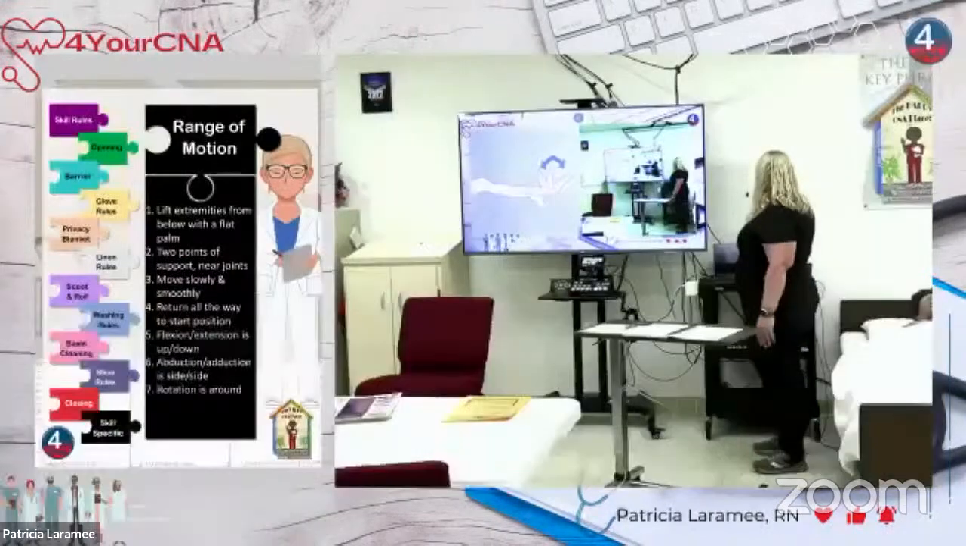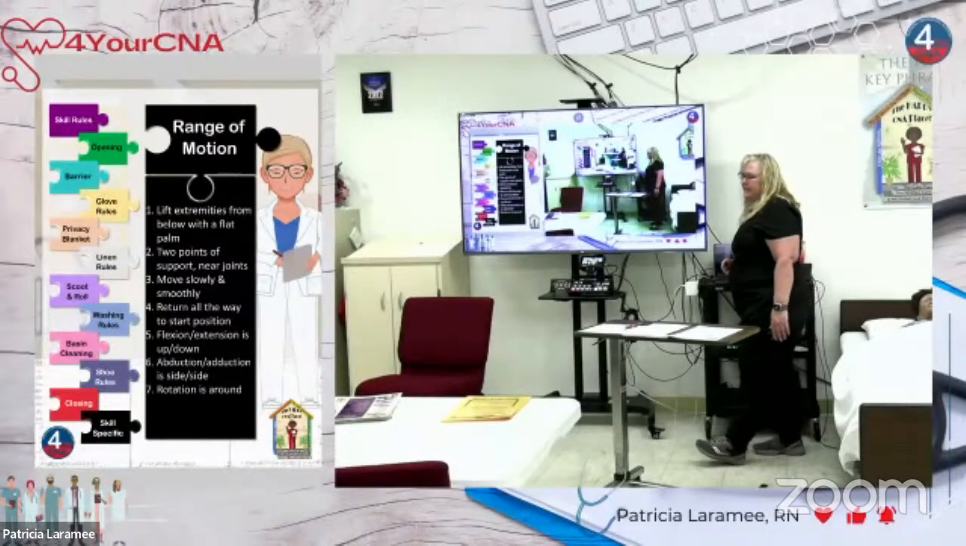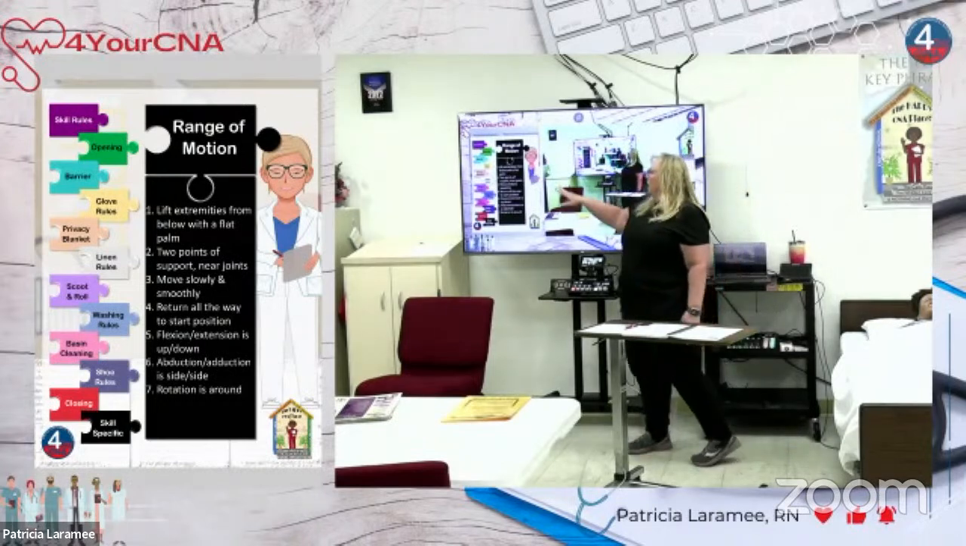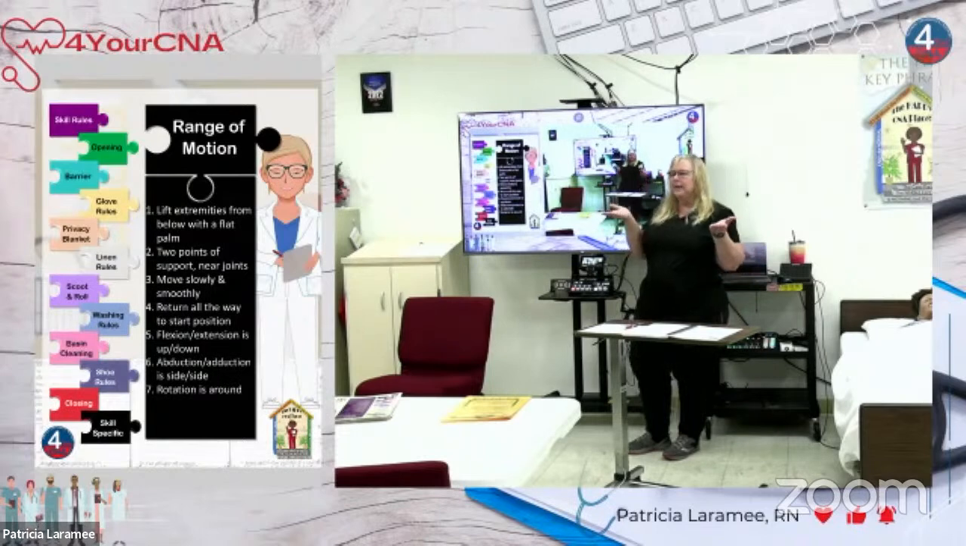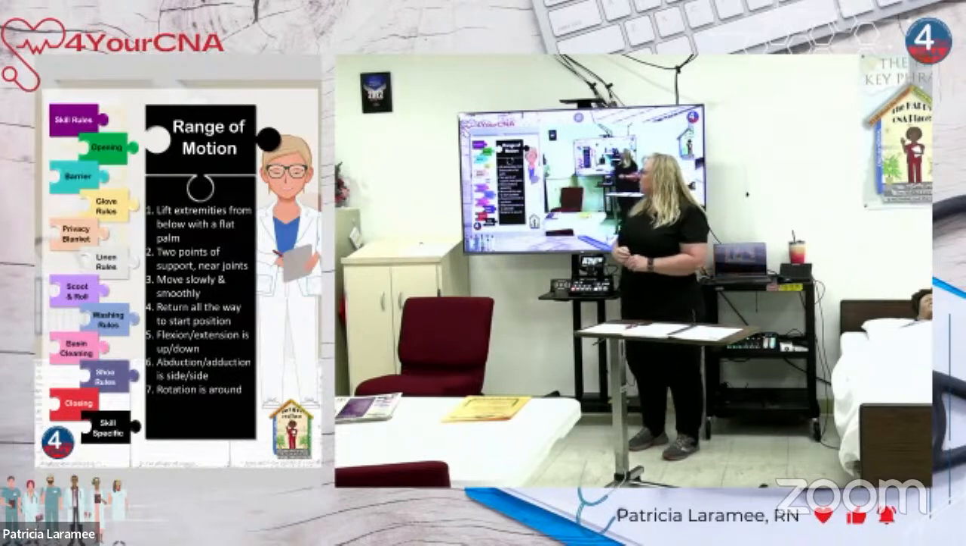All right, let's take a look at the test specific information here. So we're going to lift the extremities from below with a flat palm. We've learned that. We're going to use 2 points of support near the joint. You've heard that before. We're going to move slowly and smoothly. We've heard that before too. We're going to return all the way to the start position. Flexion extension is up, down. We're not doing abduction, adduction for this particular patient, or rotation.